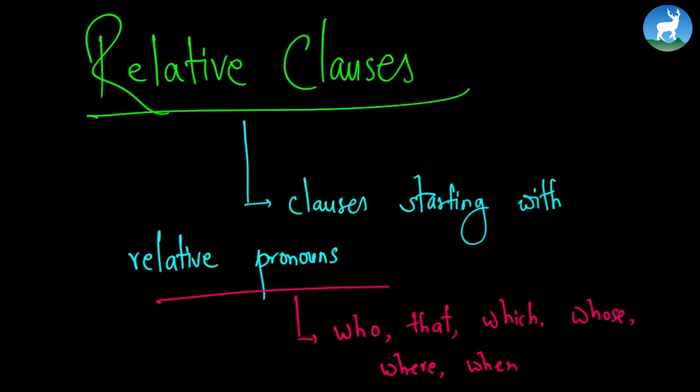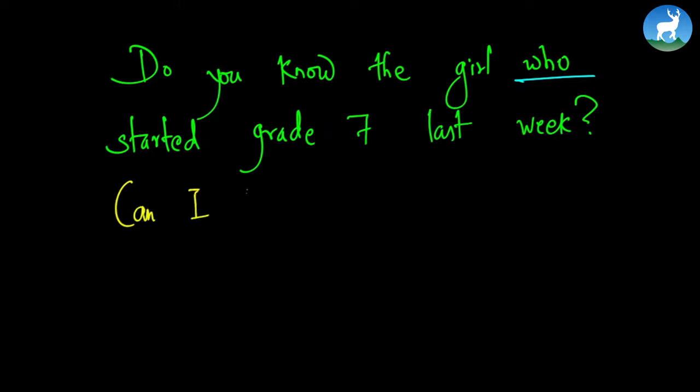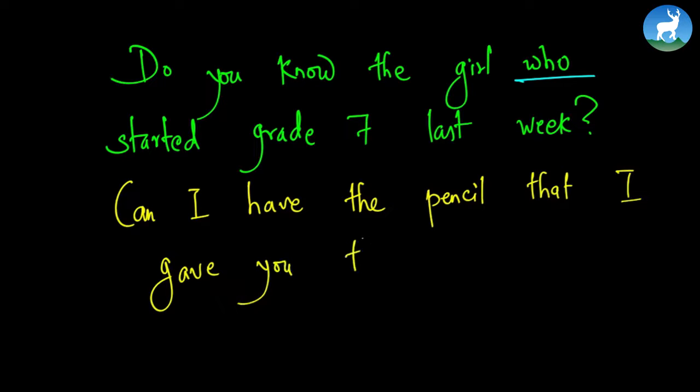They're most often used to define or identify the noun that precedes them. For example, do you know the girl who started grade 7 last week? Let me write a couple more examples. Can I have the pencil that I gave you this morning?